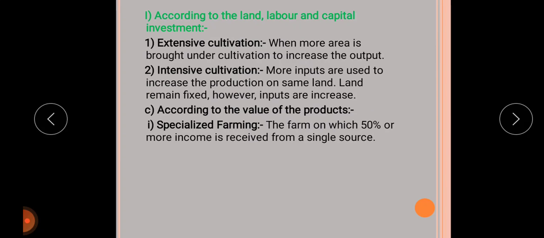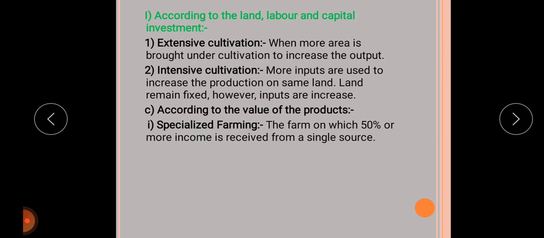Then according to the value of products, there is specialized farming. In specialized farming, the farm receives 50% or more of its income from a single source. This we call specialized farming, whether it is crop production, livestock, dairy, or poultry. Any of them obtains maximum yield, with more than 50% contribution to their income.